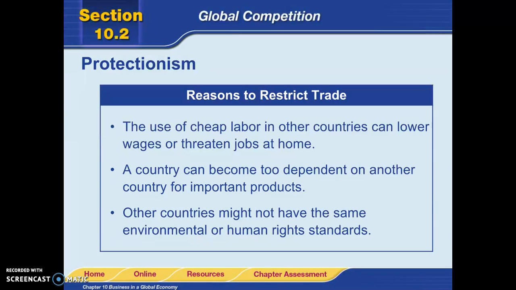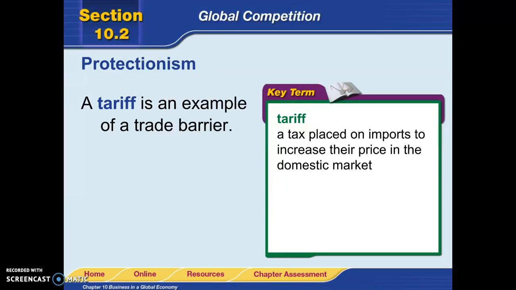Other countries might not have the same environmental or human rights standards. So again, basically what it comes down to is that the reason to restrict trade is because you cannot compare apples to oranges. If you have to compare apples to apples, that's a little bit different, but that is the reason why trade is restricted. Now, different ways of protectionism.